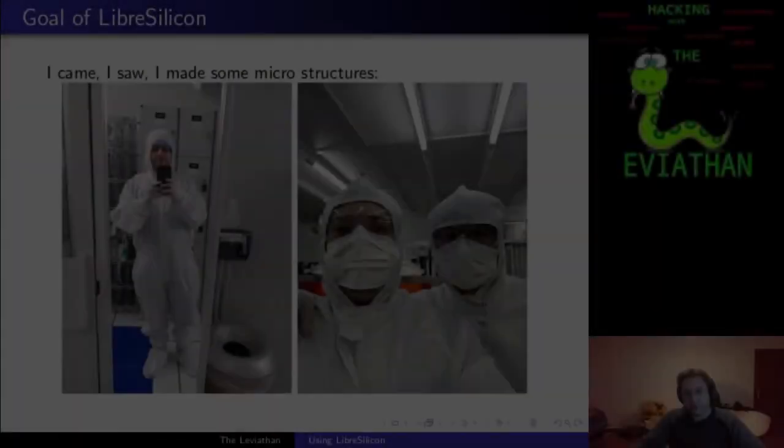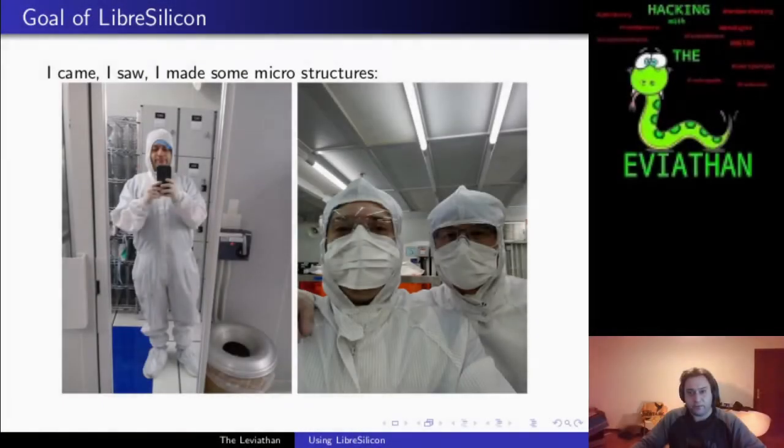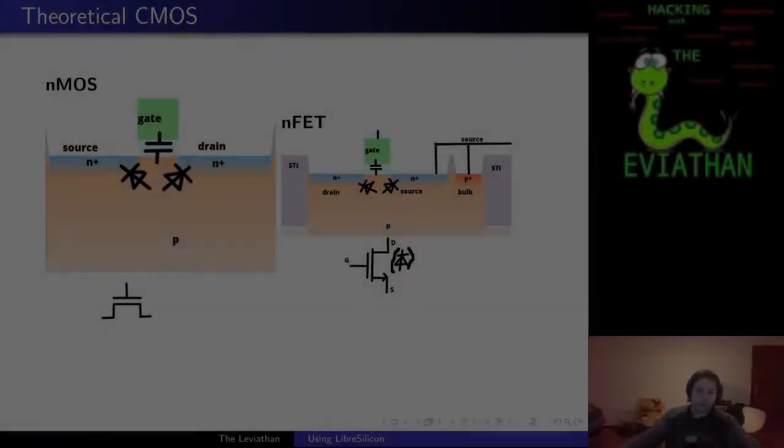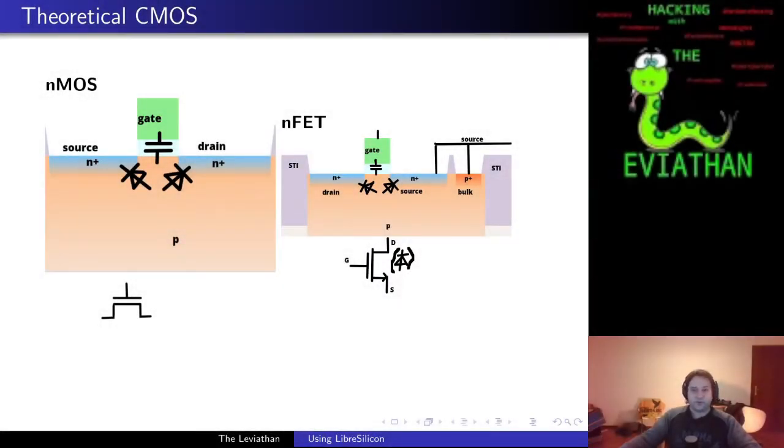Here is a picture of a buddy of mine, Victor Lee, and me working together in the clean room at Hong Kong University of Science and Technology. I assume you already know how transistors work, since you're watching a talk about how to manufacture transistors. This slide is only for refreshing your memories.